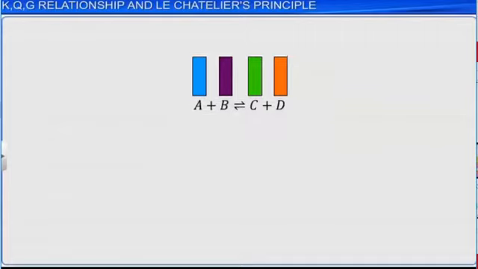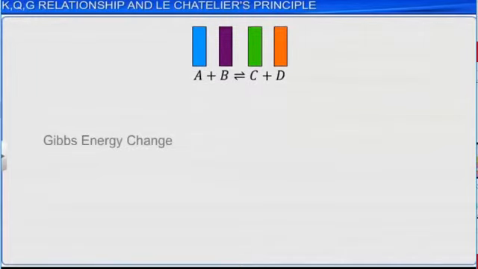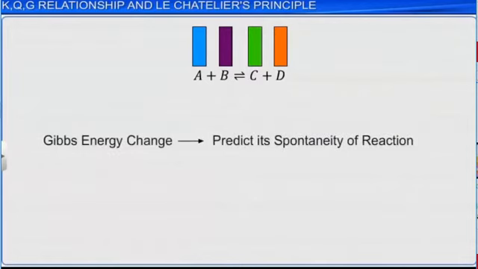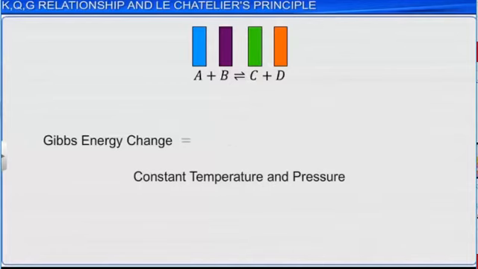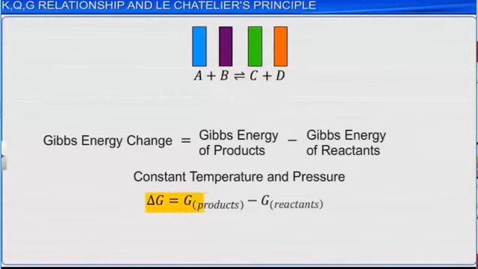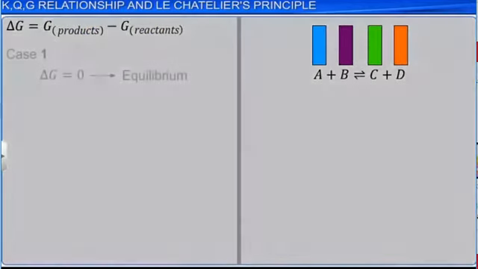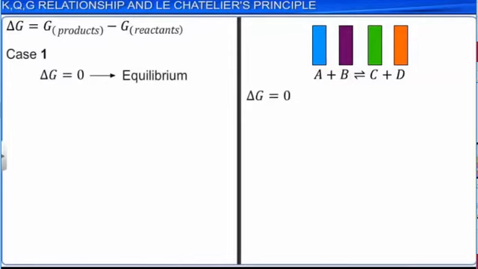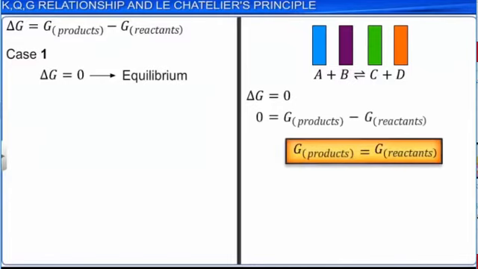According to thermodynamics, the knowledge of the sign and magnitude of the free energy change of a chemical reaction allows us to predict its spontaneity at constant temperature and pressure. The change in the Gibbs energy of a chemical reaction can be defined as the difference in the Gibbs energy of the products and that of the reactants. This can be represented as delta G is equal to G of products minus G of reactants. When delta G is equal to zero, it means that the Gibbs energy of the products is equal to the Gibbs energy of the reactants. At this stage, the system is said to have achieved equilibrium.